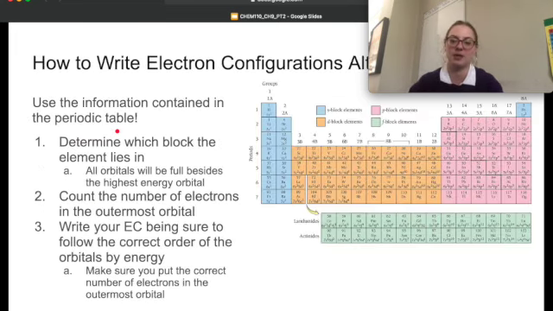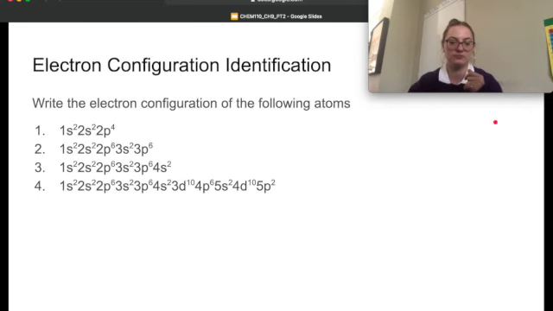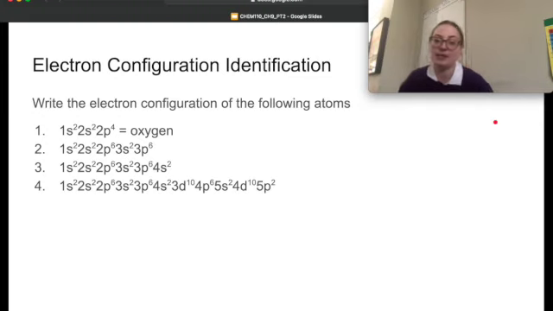So I'm looking for 2p4. Let's go back to that periodic table. This would be 1s2, 2s2, and I want 2p. So this is 2p, and I want number 4: 1, 2, 3, 4. So that's oxygen. Let's go ahead and do the next one. The next one says 1s2, 2s2, 2p6, 3s2, 3p6. So let's go figure out who this is.